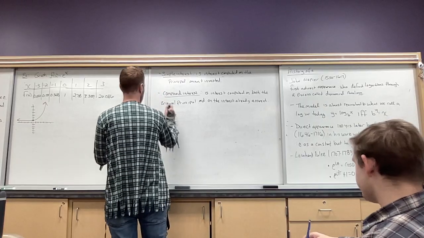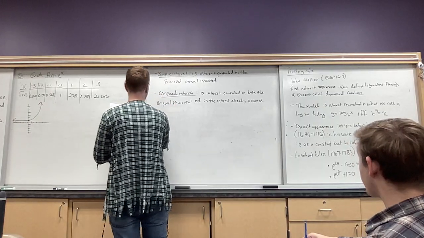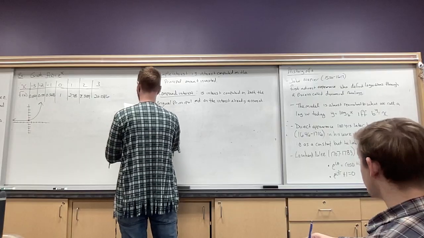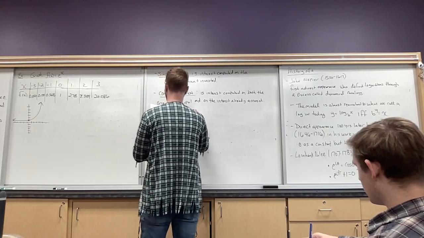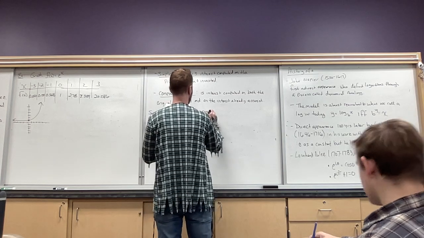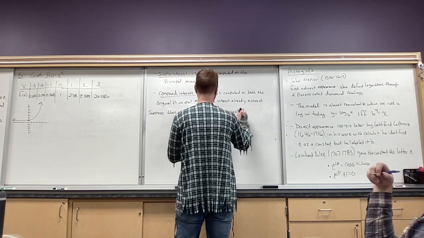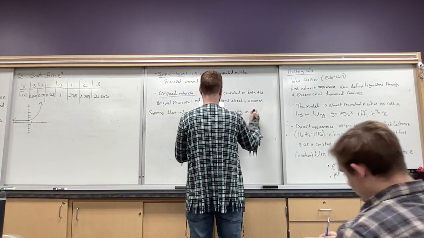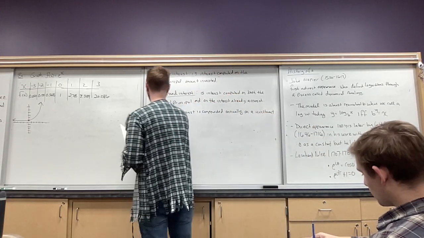So let's figure out some of these formulas here. So suppose that interest is compounded annually, which means yearly, by the way. An investment of $P.